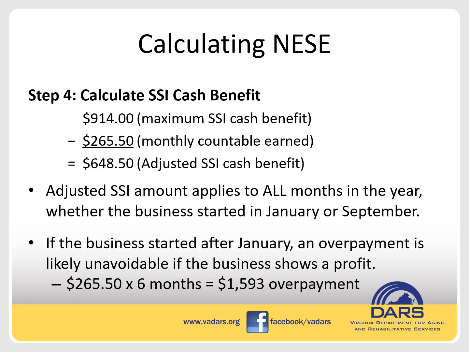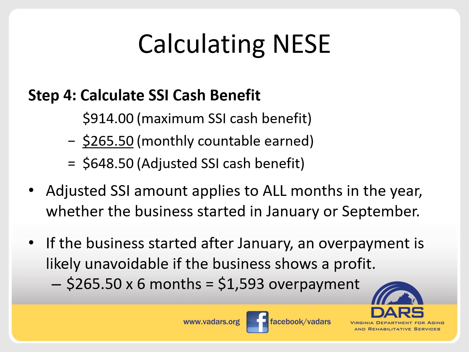So the next step is something that everybody should be familiar with. What Social Security is going to do is take that monthly countable earned income that we determined. Remember, it's projected annual profits multiplied by the standard deduction, and that remainder is divided by 12 to determine how much NESE there is every month. And then from that, the minus 20 earned income disregard, the minus 65 earned income disregard, and divided by 2.